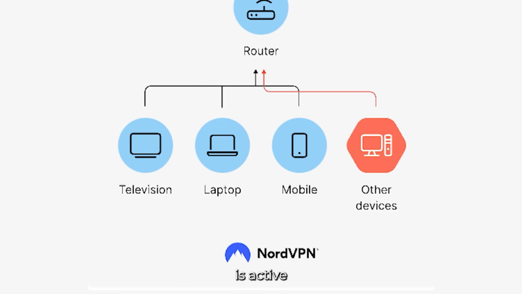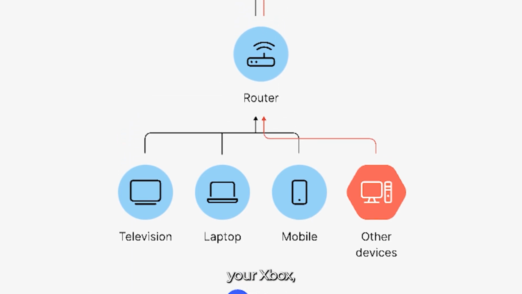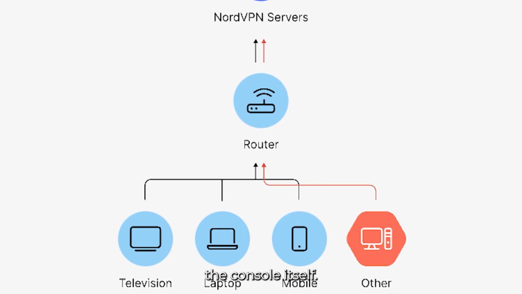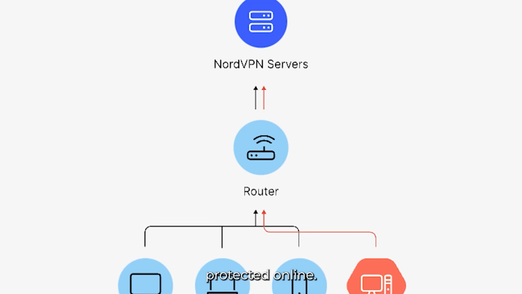Once NordVPN is active on your router, every device connected to that Wi-Fi, including your Xbox, will automatically use the VPN with no extra setup on the console itself. This is perfect for gaming, streaming, and staying protected online.